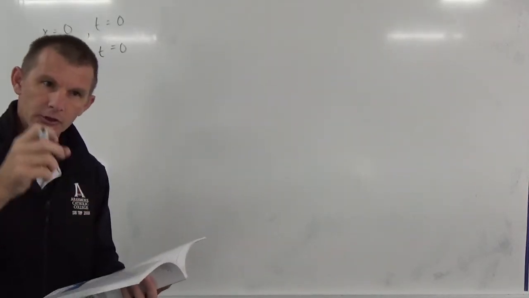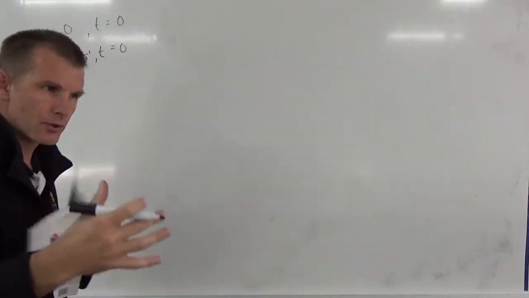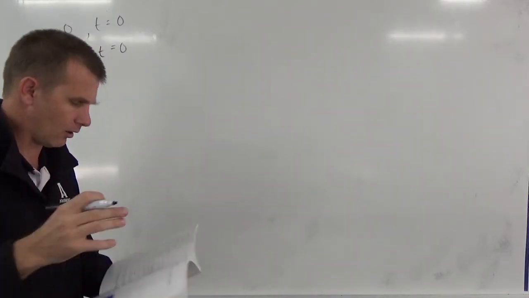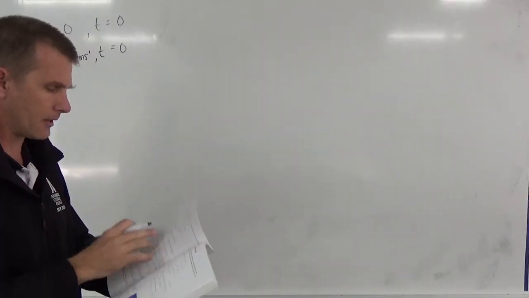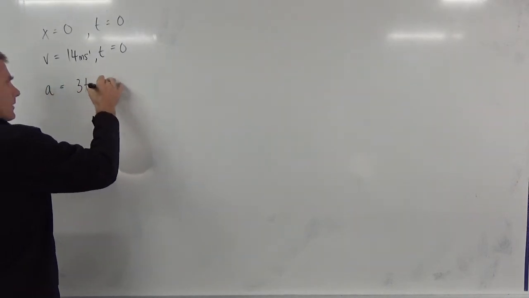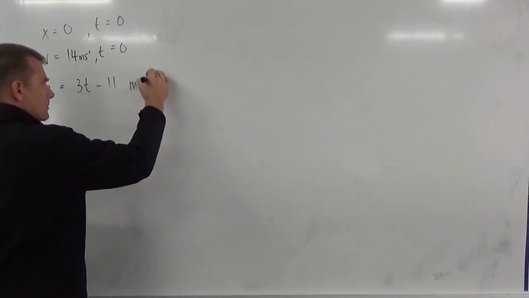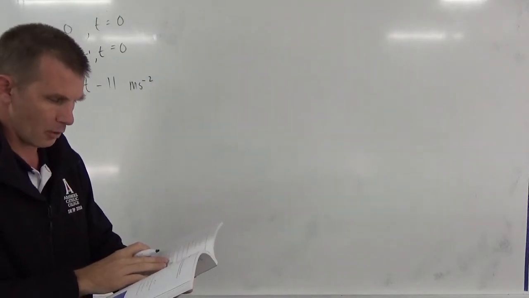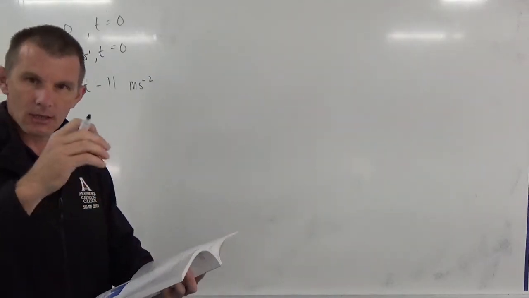Then it says the acceleration t seconds later. That's really just giving us a formula of acceleration in terms of time. It says is 3t minus 11. So acceleration is equal to 3t minus 11 meters per second to the minus 2. Find the velocity of the body when it is next at the origin.